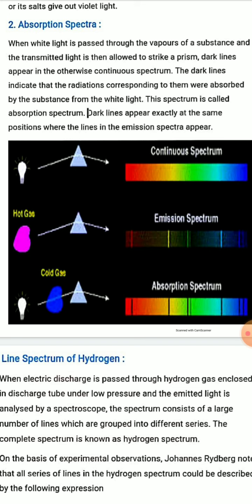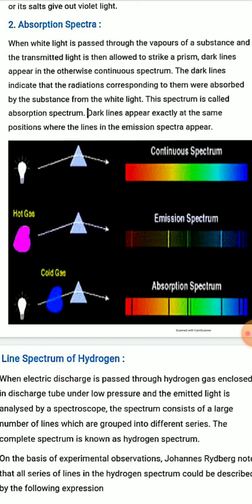Second, the light produced from hot gas, that is, light produced from hydrogen gas present in a discharge tube. When this light or radiation produced from hot or excited gas like hydrogen is passed through a prism, you will get a line spectrum, that is, an emission spectrum. So you can see here the line spectrum.